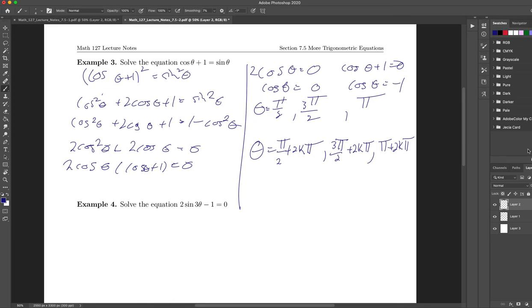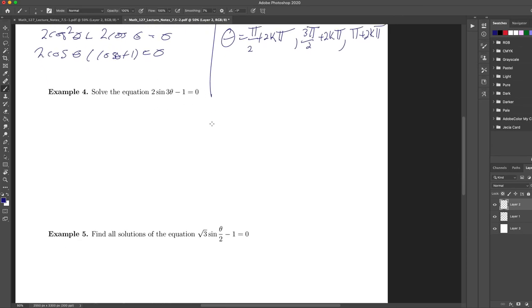All right. So let's do this one. So here we have a triple angle. All right, so this tends to get really nasty, but it ends up being simpler than you think it might be, right?